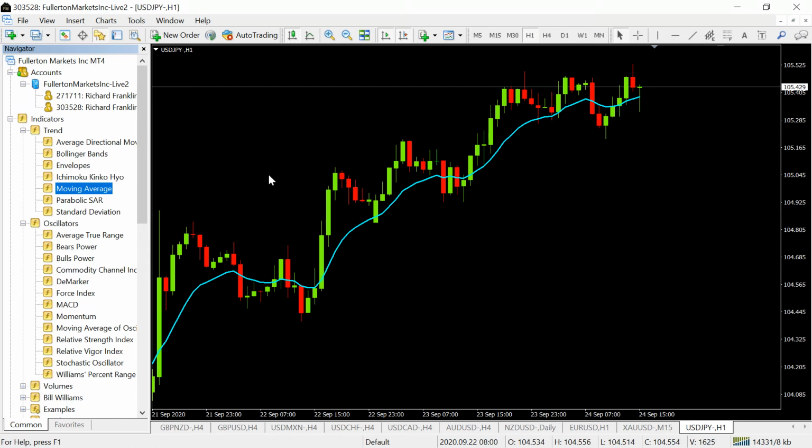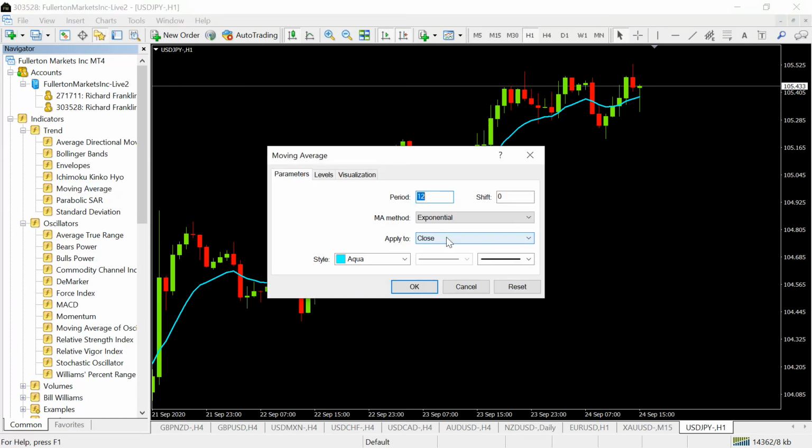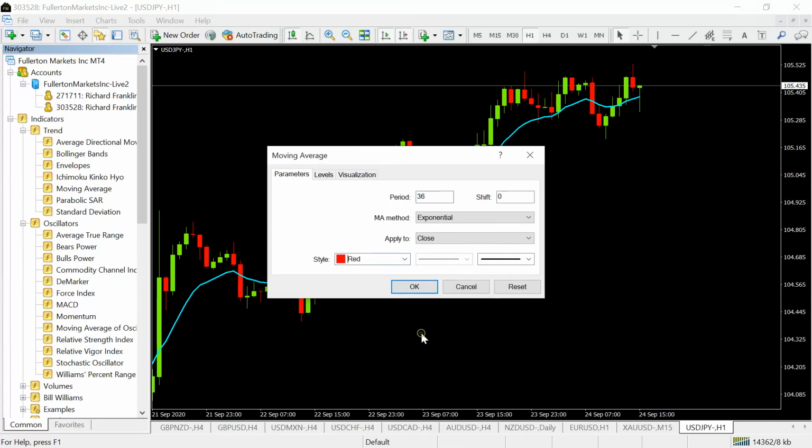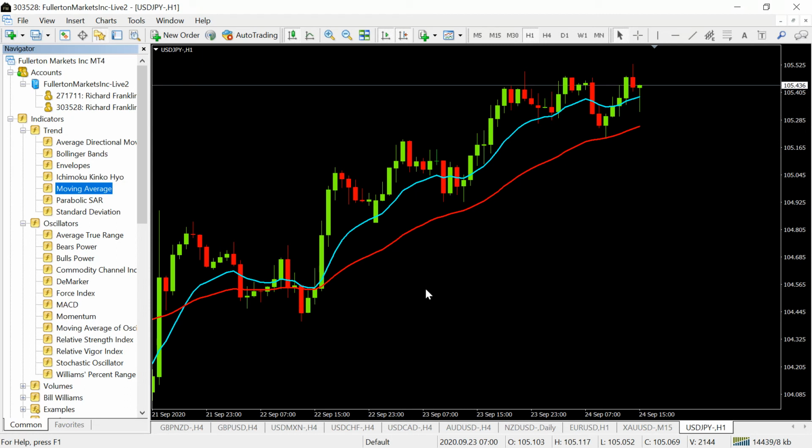All right, you can use any currency pair you want just to set up your indicator. And then we take this moving average box again, bring it over, drop it, change that to 36, change this color to red, that's pink, red, and make sure it's exponential. That's the thickness I want, and there we go. There's the two moving averages. The 12, blue, the 36 is red.